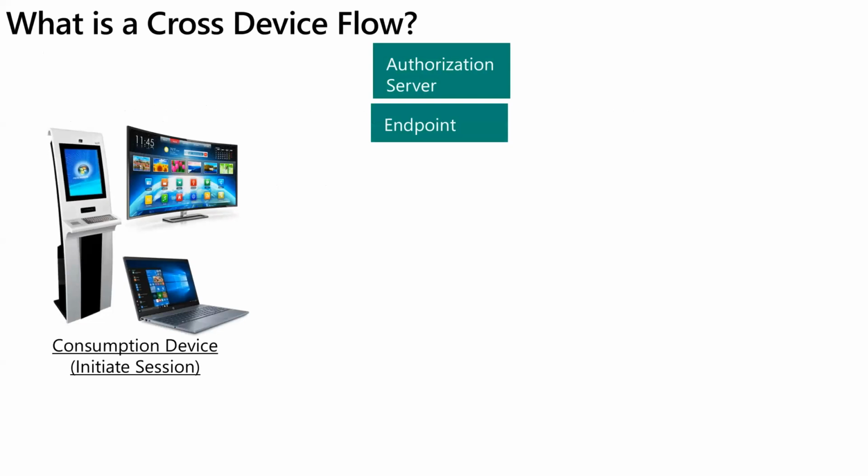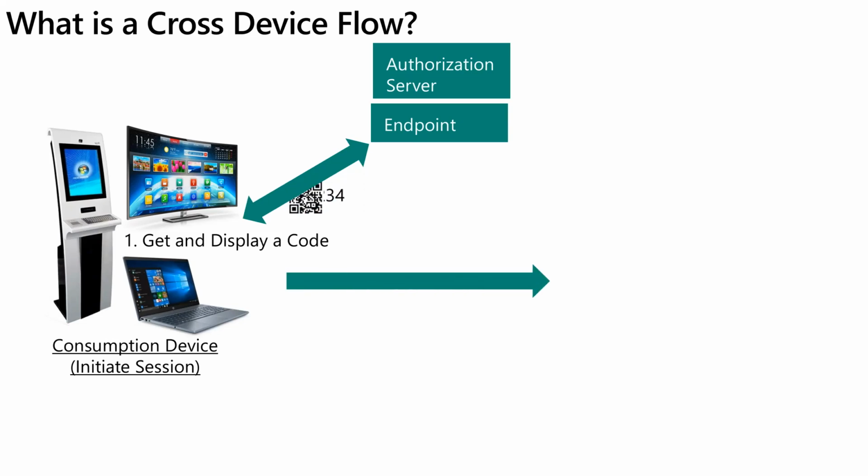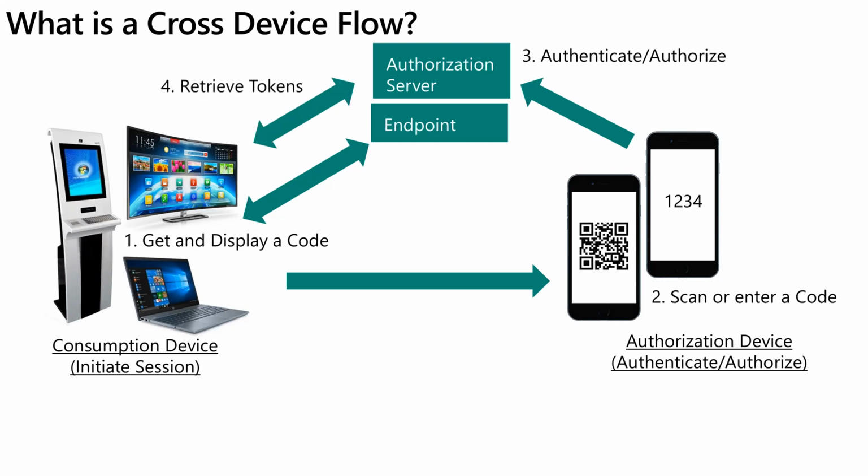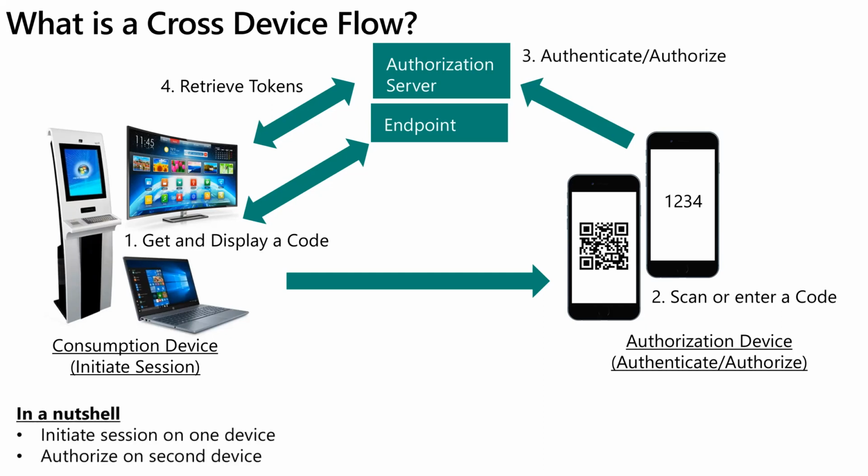So when we say cross-device flow, what do we really mean? It's any of these flows where you end up with a consumption device, and typically you get a display code from an authorization server. This then gets displayed to an authorization device. The user then authorizes or authenticates the transaction, at which point the device can retrieve tokens. In a nutshell, it's any flow where you initiate the session on one device, but you end up authorizing on a second device that isn't the same as the one on which you started.